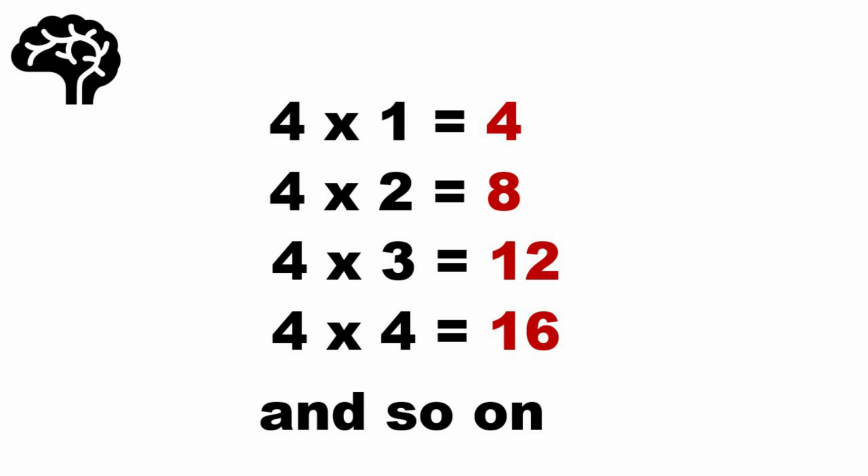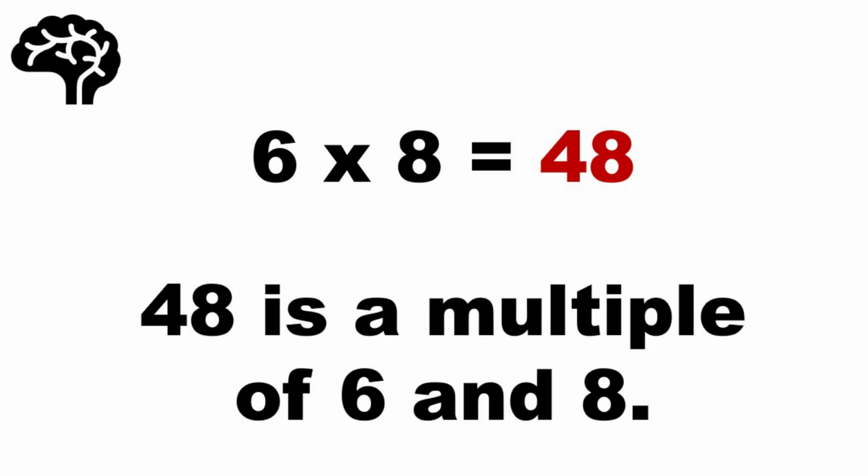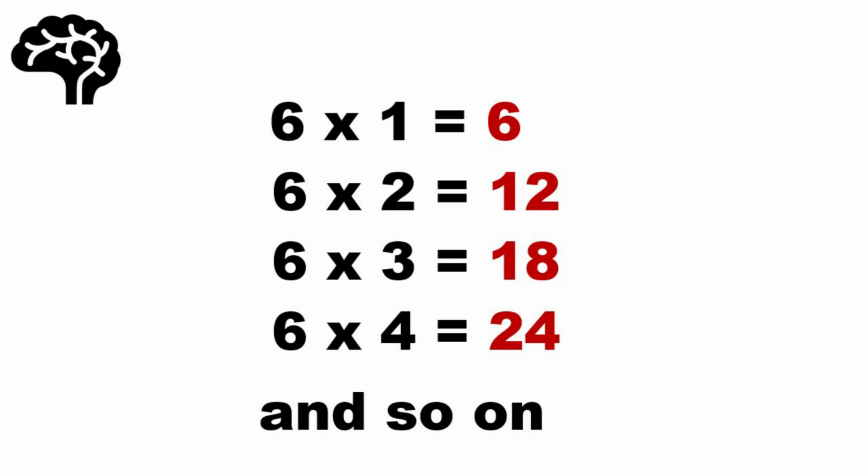Another example we have 6 times 8 is equal to 48. 48 is a multiple of 6 and 8. The other multiples of 6 can be listed as 6 times 1 is equal to 6, 6 times 2 is equal to 12, 6 times 3 is equal to 18, 6 times 4 is equal to 24, and so on. Therefore, 6, 12, 18, 24 are few multiples of 6.